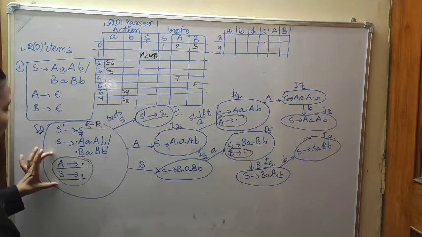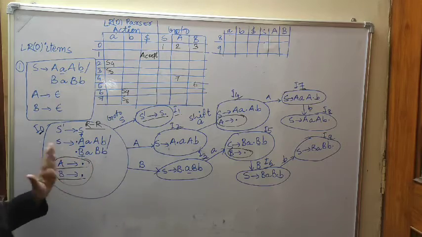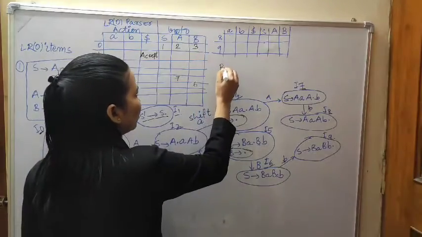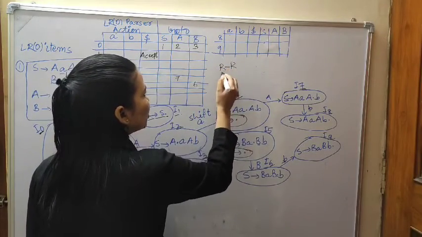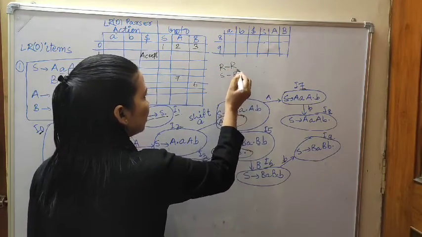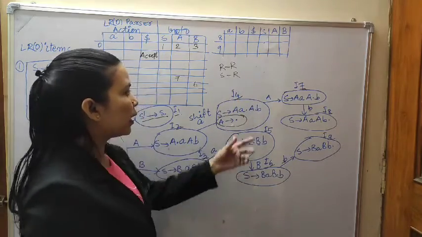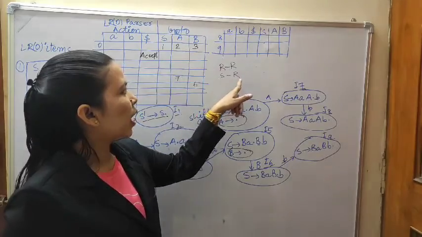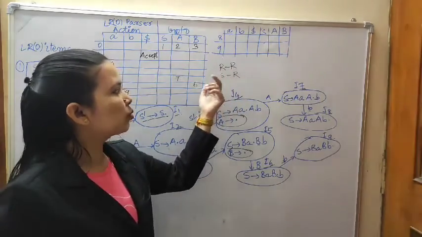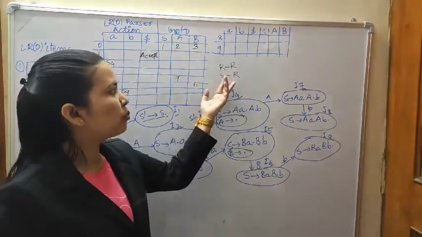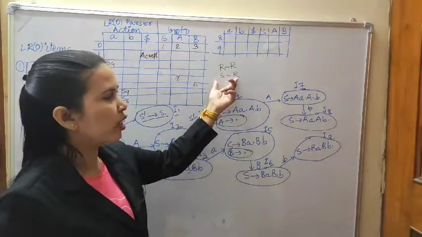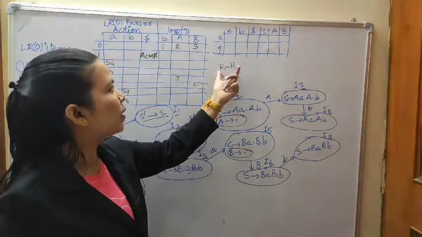In a closure, conflict is of two types. One is RR, that means reduce to reduce. Another one is SR, that means shift and reduce. In any closure, both shift and reduce are not possible. If it is there, it is not an ambiguous problem, it is the conflict problem. SR, shift and reduce, and RR, reduce and reduce.